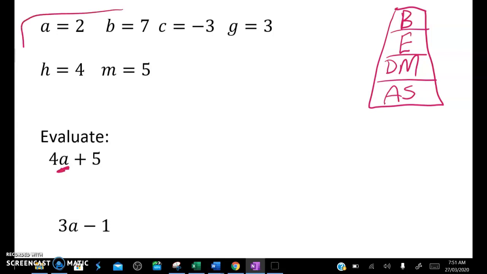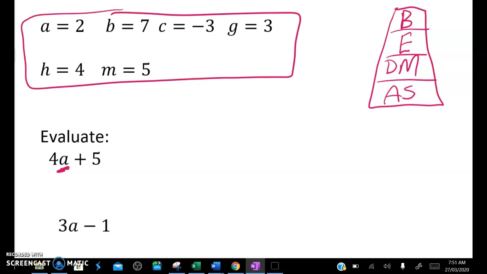So for this whole video, these are the numbers that I'm going to use, right? So A is 2, B is 7, C is -3, and so on. So you might want to write those down as we're going, because there are going to be lots of times in this vid where I get you to stop and try some questions yourself.